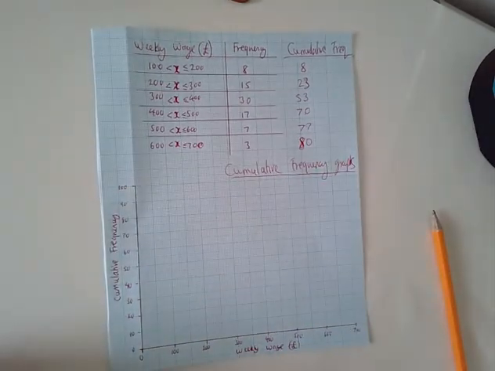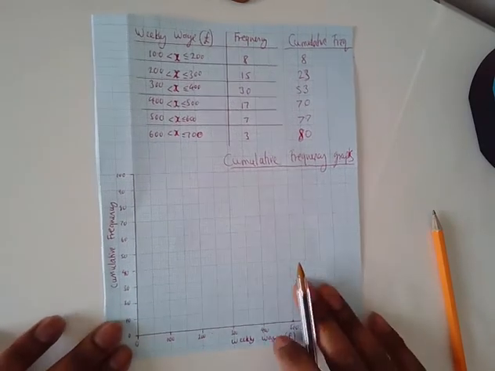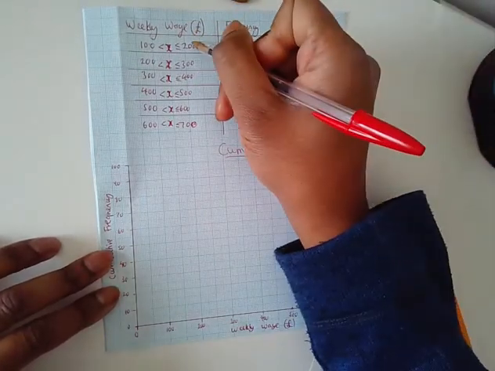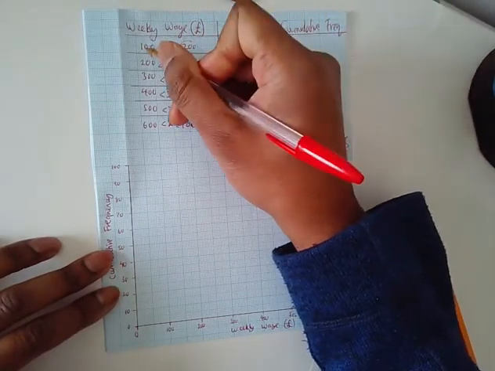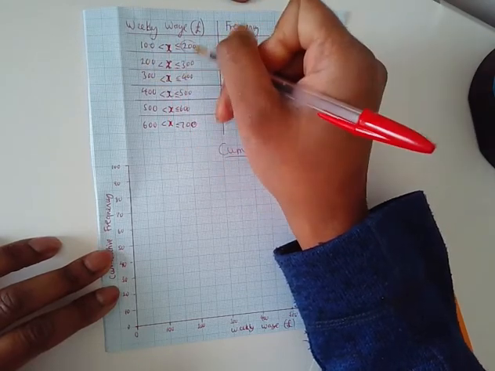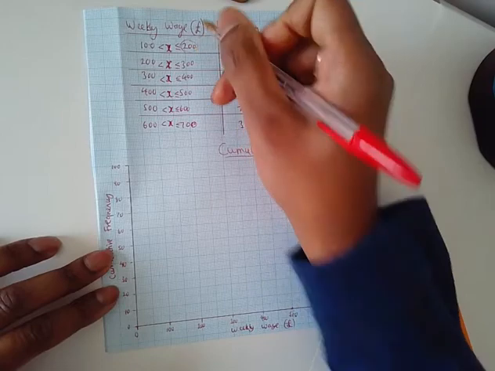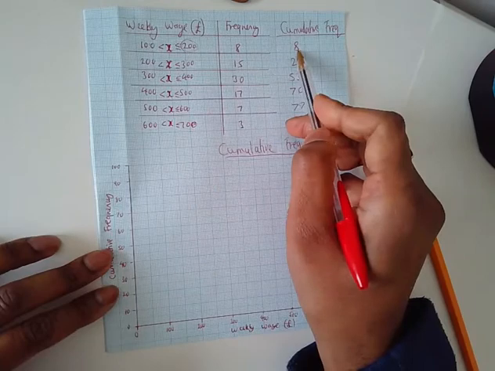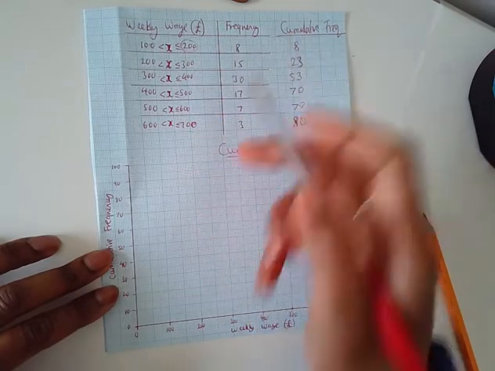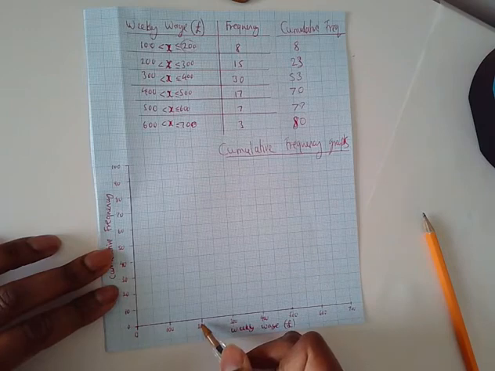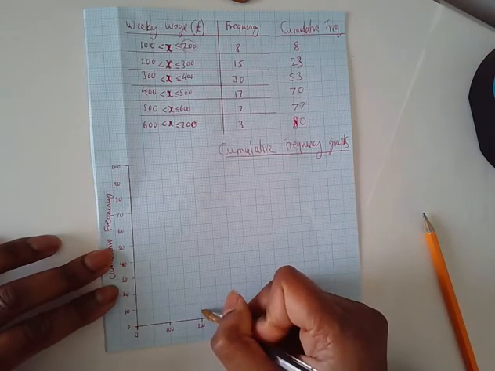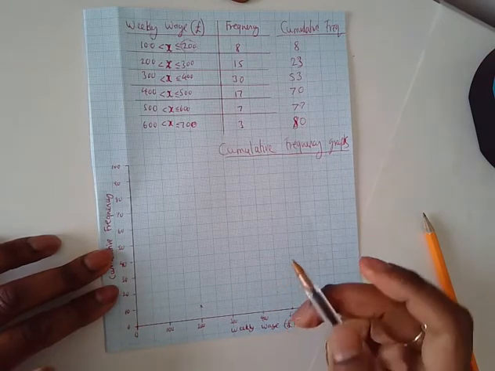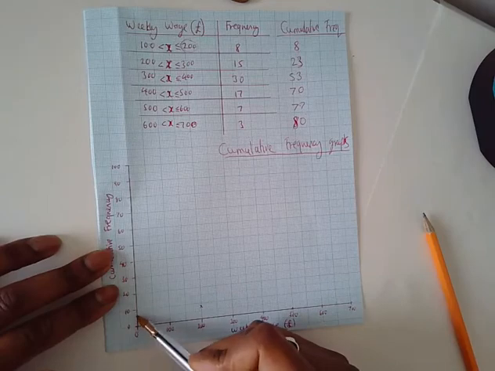Now we're going to plot these values. You are going to plot the upper bound, the largest number from each class, and then the cumulative frequency. So 200 along the corridor, 8 up the stairs. Just making sure these are going up in ones. Yeah, these are going up in ones. Always check what each square represents.